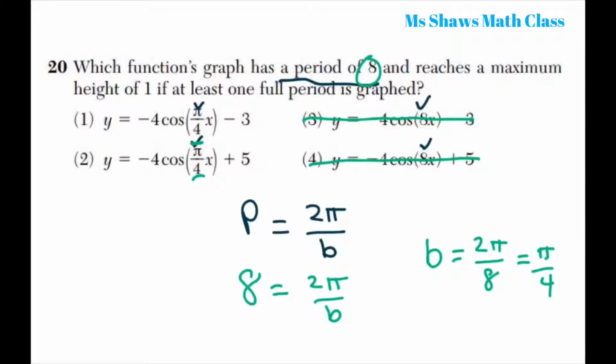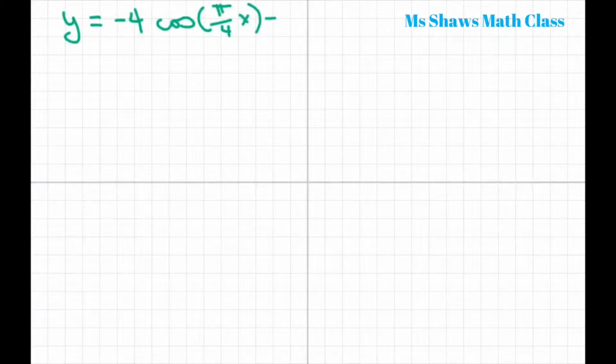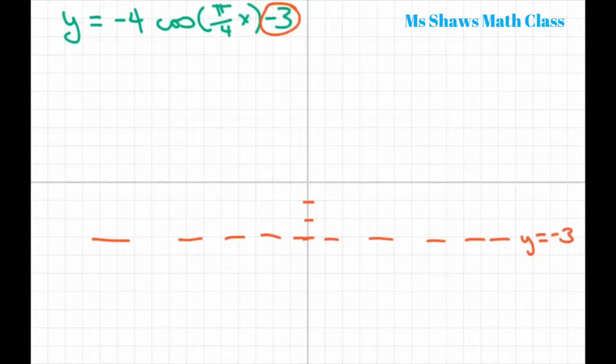Now it says reaches a maximum height of 1 if at least one full period is graphed. So I'm going to look at number 1 first, and it's a cosine. So let's see, we have y equals -4 cosine of pi over 4 x minus 3. Now I don't want to graph this too much. I do want to look at my new center line is -3. So go -3 and draw my new center line here. We get y equals -3.